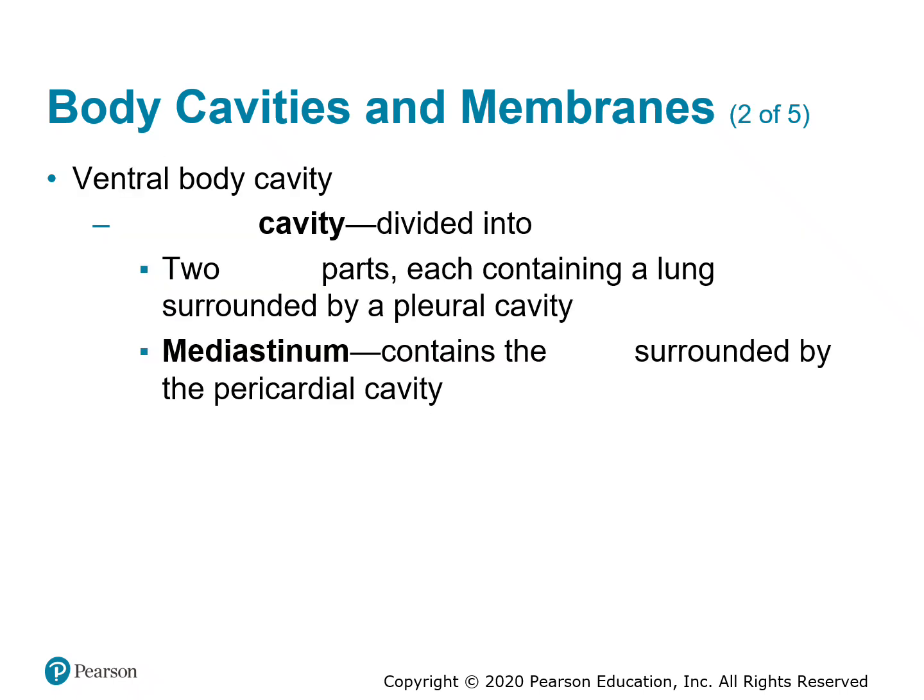The ventral body cavity, or the anterior, we also term and call that the thoracic cavity. There's two cavities in that ventral body cavity. The first is the thoracic. The second is the abdominopelvic.